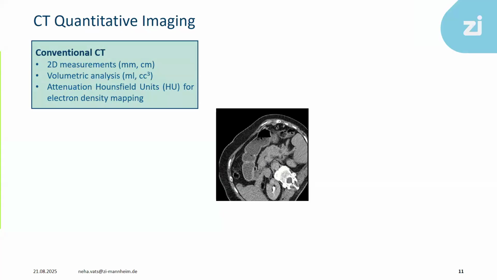Okay. So it can be two-dimensional measurements from a conventional CT, which are used to assess tumors or diseases, or it could be attenuation in Hounsfield units, which is used for electron density mapping. Or you can measure the whole volume of the tumor, that is the volumetric analysis.